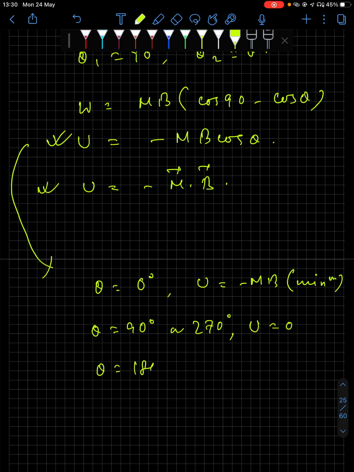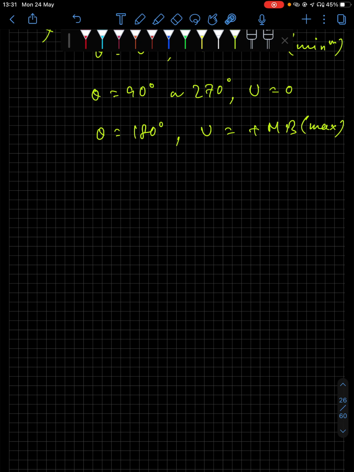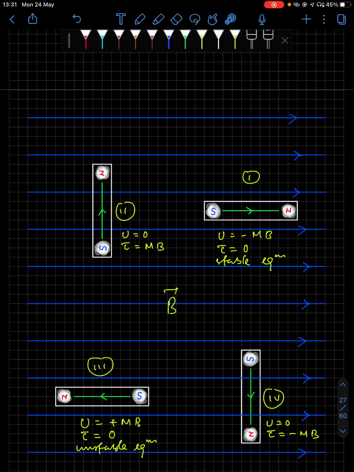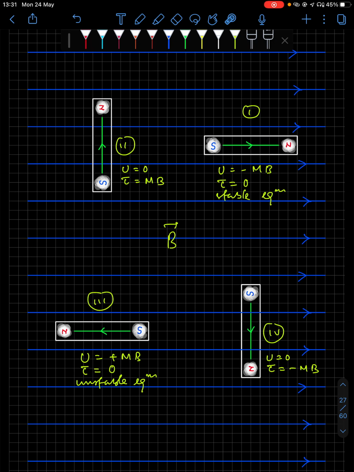And if theta equal to 180 degrees, now the bar magnet will lie anti-parallel to the magnetic field. In that situation your U comes out to be, now cos 180 is minus 1, therefore the relation will come out to be plus MB, and this is the maximum potential energy of the dipole. So in this situation it will have maximum tendency to change the alignment. Now if you see that in the diagram, yes, these are the diagrams.